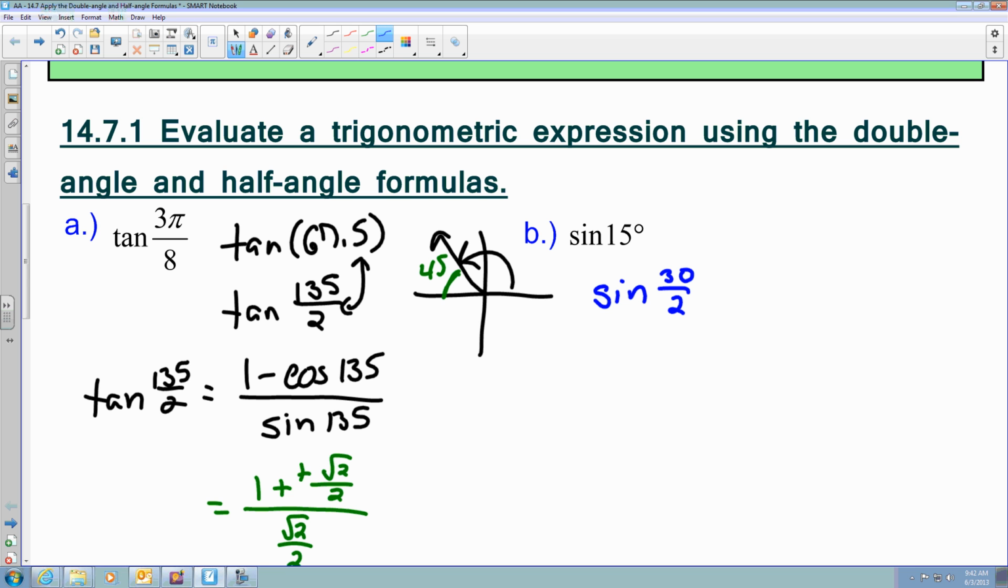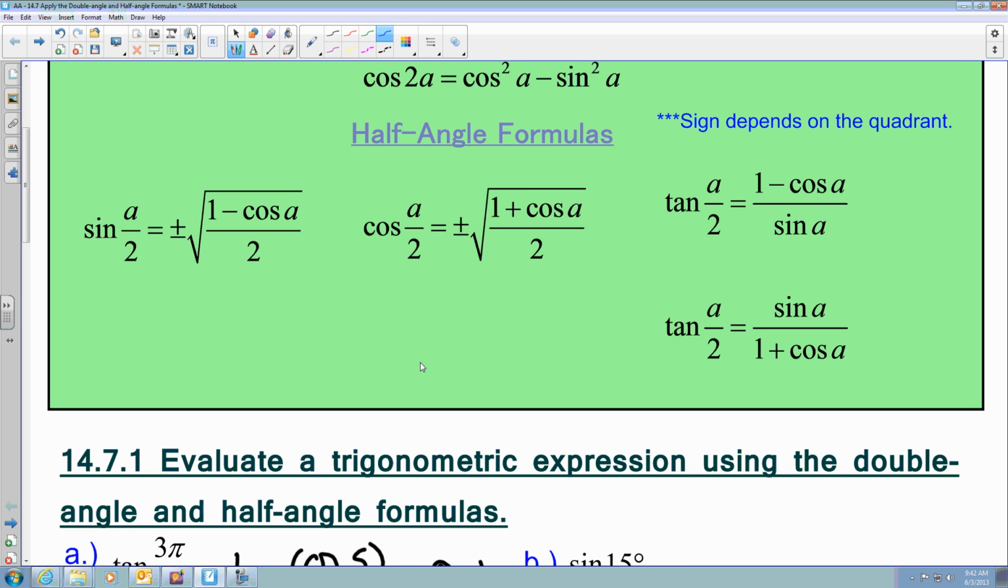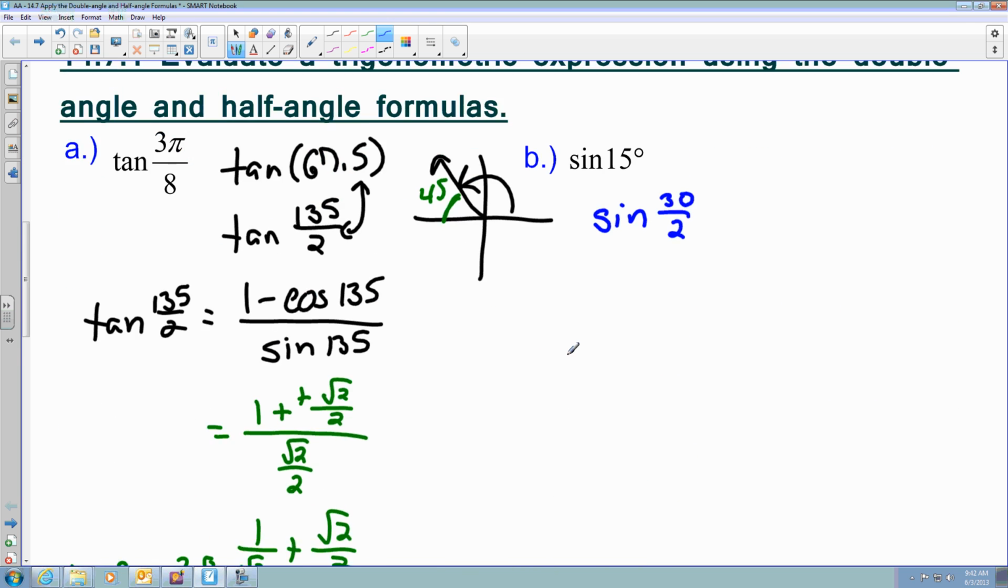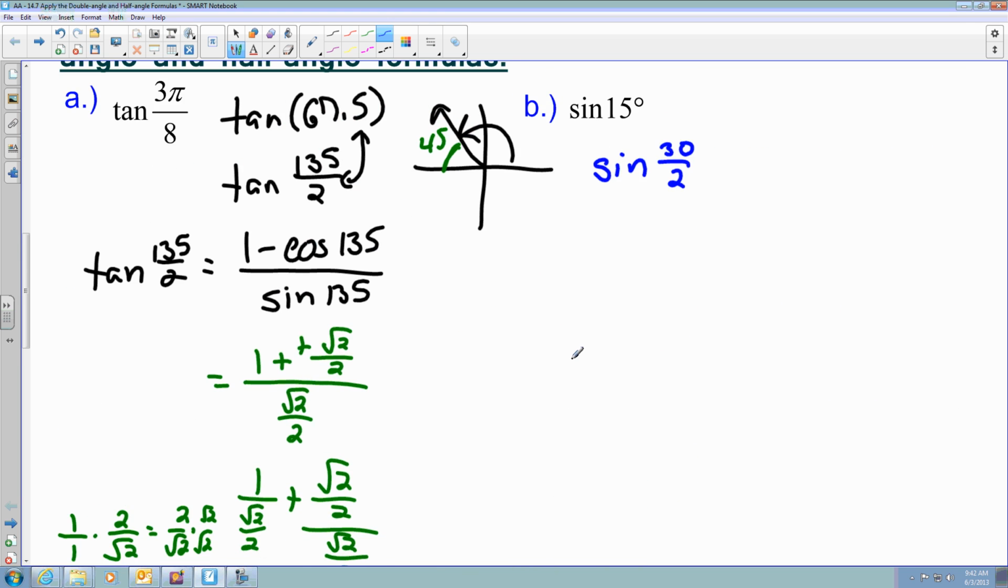So, look at sine. If you look up here for sine and cosine, it has the plus or minus. That only depends on which quadrant it's in. So that means you get to use your special ratio sheet to see if sine is positive or negative depending on where that angle is. Here, 15 degrees is right here. It's in quadrant 1. Sine is positive in quadrant 1, so I leave it as positive.